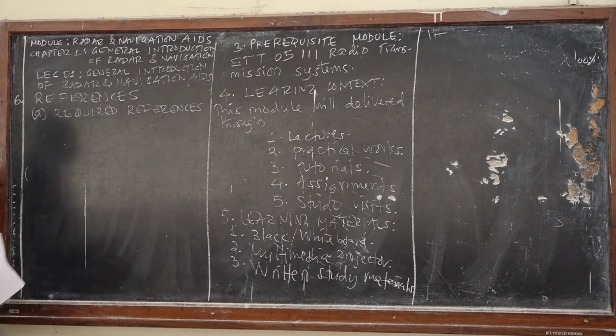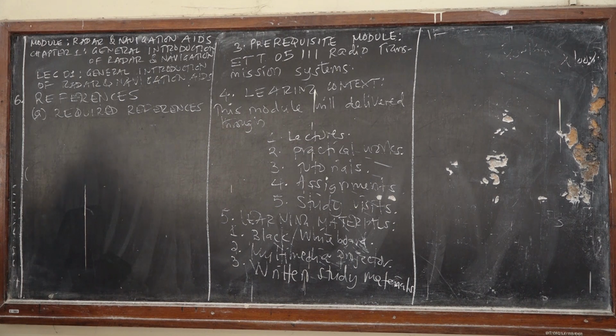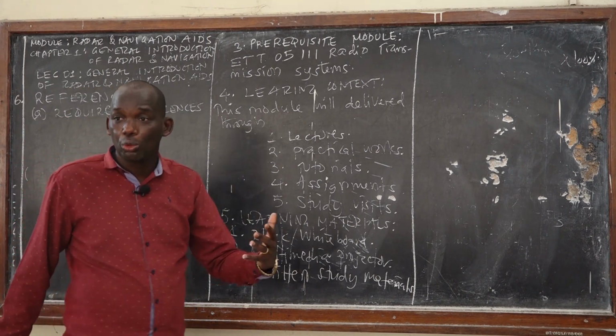For this part, the required references, we have been told to use two required references to learn radar and the navigation aids. Listen, in NTA level 6, that will be your third year, you'll be having modules called project conceptualization and project realization. In those two modules, you'll be writing a project report book.